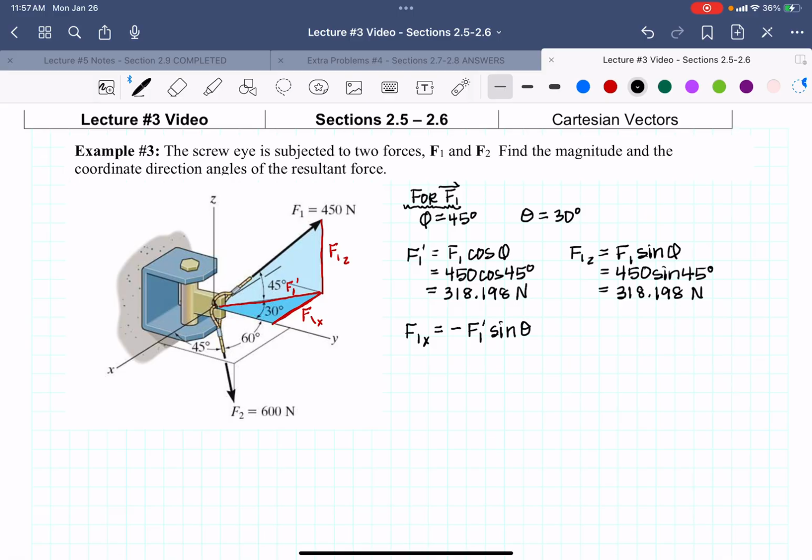So you can't always assume that it's cosine for F1 of x, because in this case it's the sine. So that is going to be negative, and F1 prime we found was 318.198 times the sine of 30 degrees, which is going to give me negative 159.099 newtons.